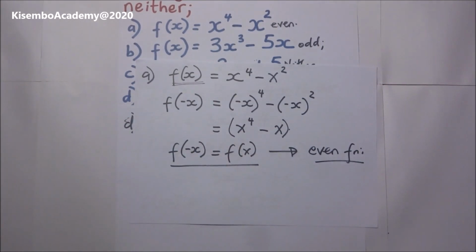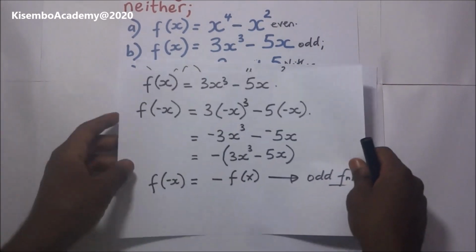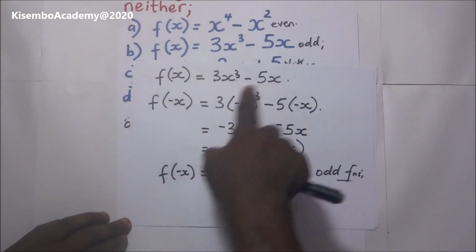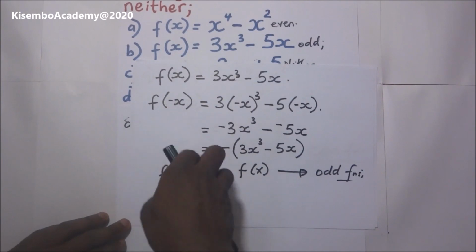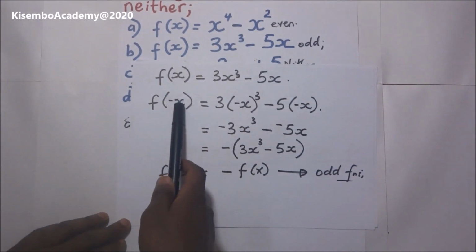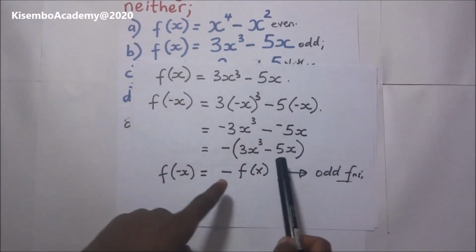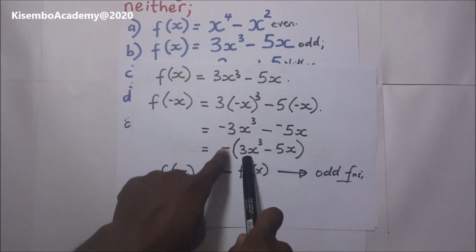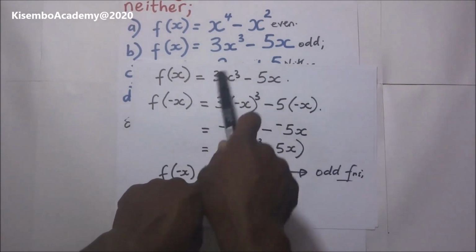Likewise, for odd functions, if I plug in a negative into the original function and work it out, it comes out as a negative of the original function, a negative times the original function.